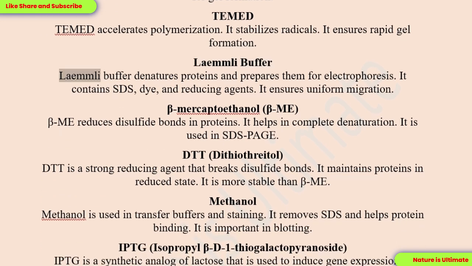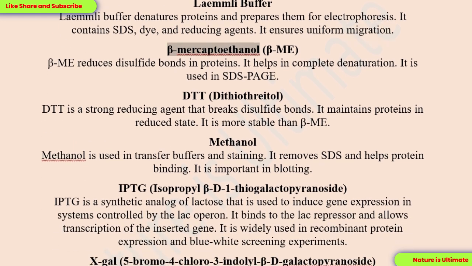Laemmli buffer. Laemmli buffer denatures proteins and prepares them for electrophoresis. It contains SDS, dye, and reducing agents. It ensures uniform migration. Beta-mercaptoethanol, beta-ME. Beta-ME reduces disulfide bonds in proteins. It helps in complete denaturation. It is used in SDS-PAGE.